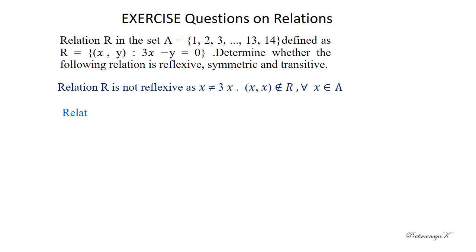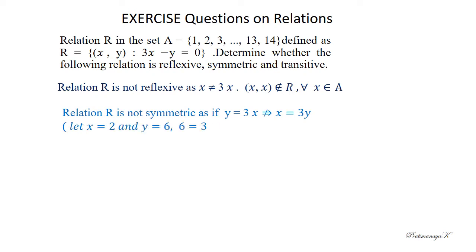Relation R is not symmetric as if y is equal to 3 times x, this does not mean that x is equal to 3 times y. For example, if x is equal to 2, y is equal to 6. 6 is equal to 3 times 2, but 2 is not equal to 3 times 6. So, if (x, y) belongs to R, (y, x) does not belong to R for all x, y belongs to set A. So, it is not symmetric.